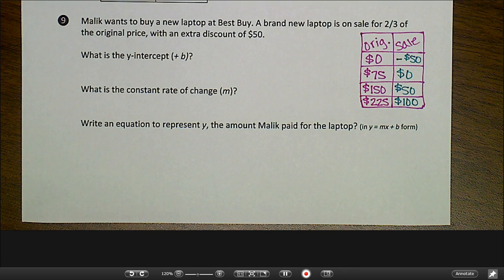So notice that we can actually take this word problem, even though it didn't ask us to set up a table, we can set up a table and use our own numbers and kind of get an idea of what our equation might look like.